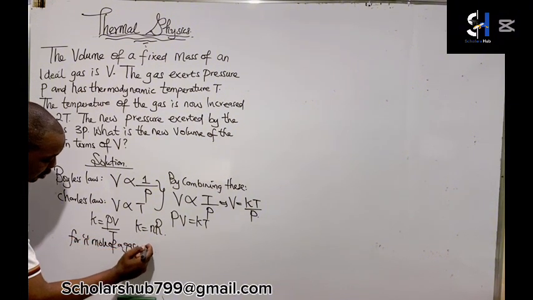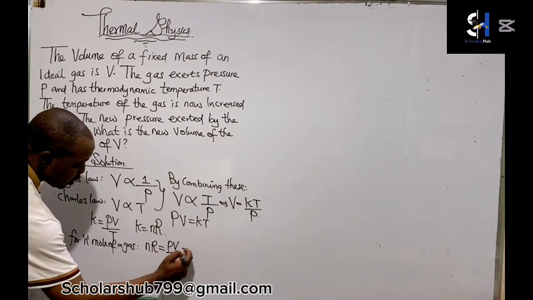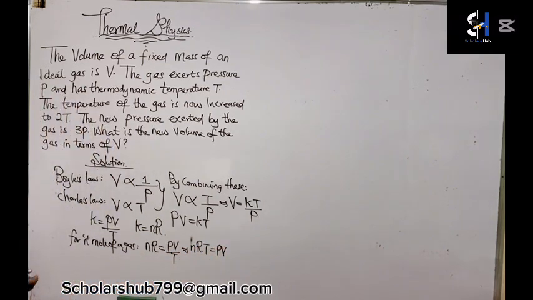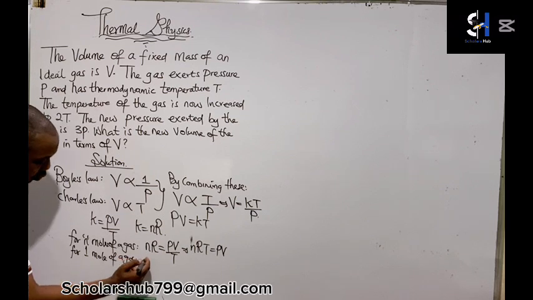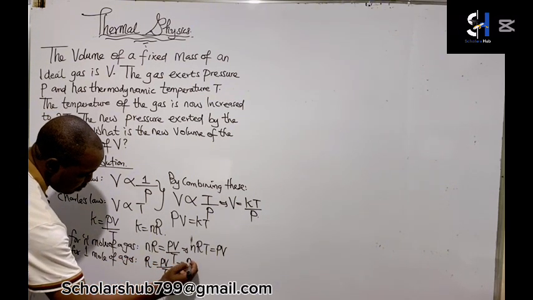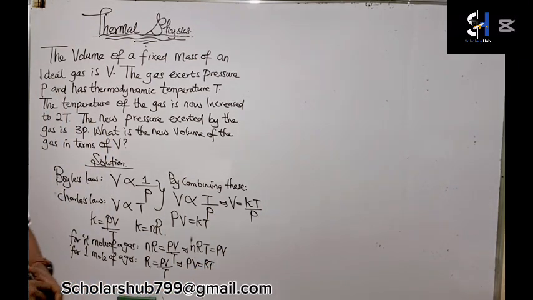Then we have nR equals PV over T, which is the same thing as nRT equals PV. For 1 mole of a gas, R equals PV over T, that is PV equals RT. This is just for us to understand what it means when we talk about the ideal gas equation. Now let's get into the solution.